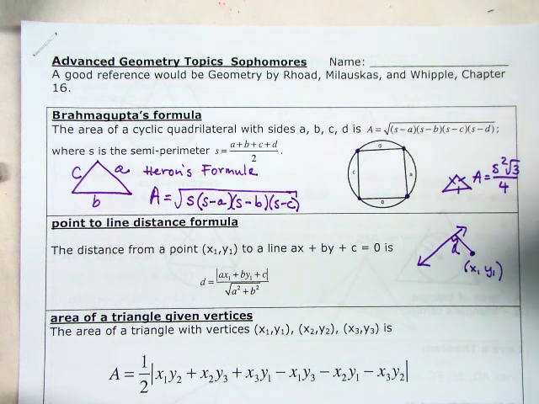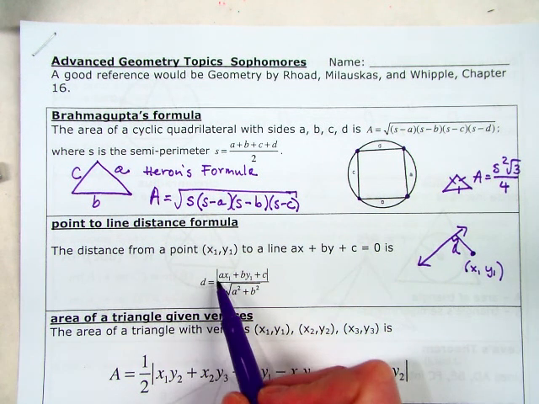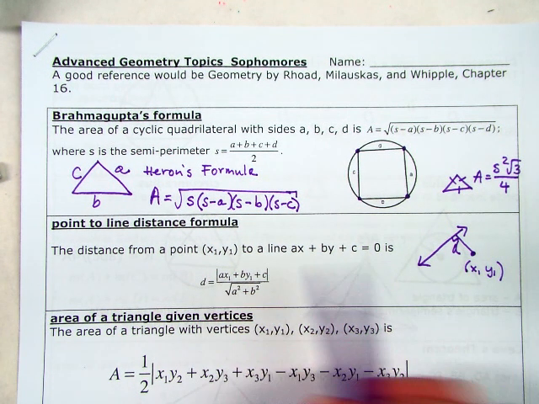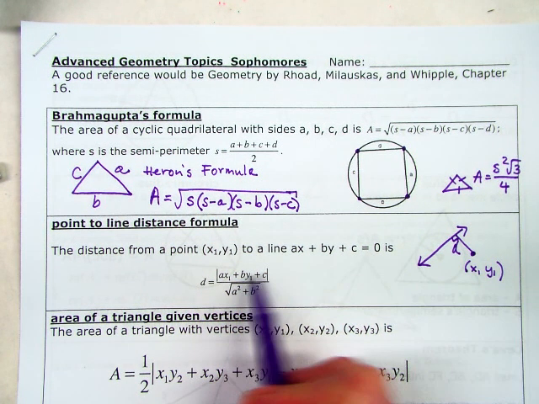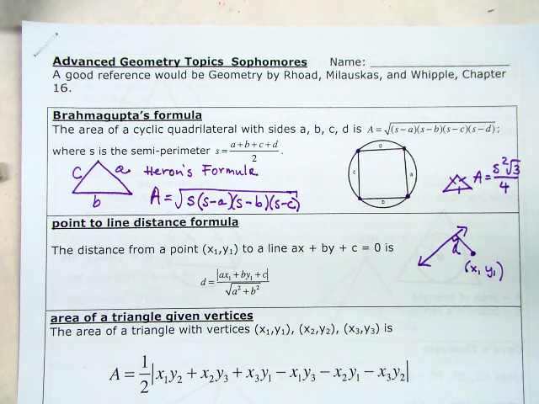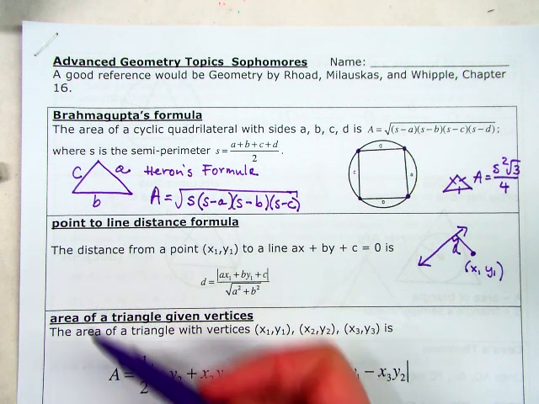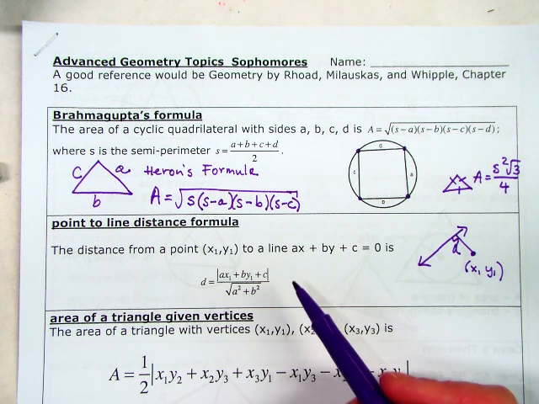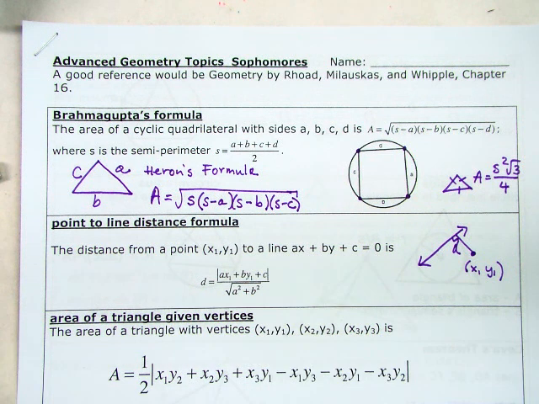And now, eventually, I'm going to ask that you memorize this formula. A times x1, which is the point, plus B times y1 plus C, and then on the bottom, square root of A squared plus B squared. And on the top, you're just going to take the absolute value. Again, if you're doing a problem and it says find the distance from this point to this line, go and try this formula.